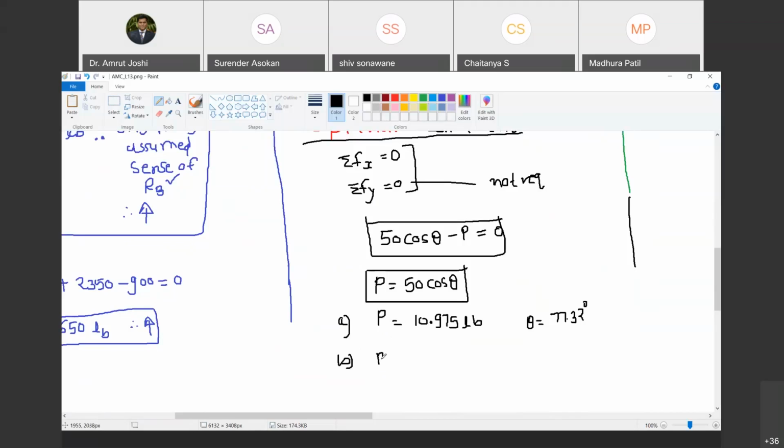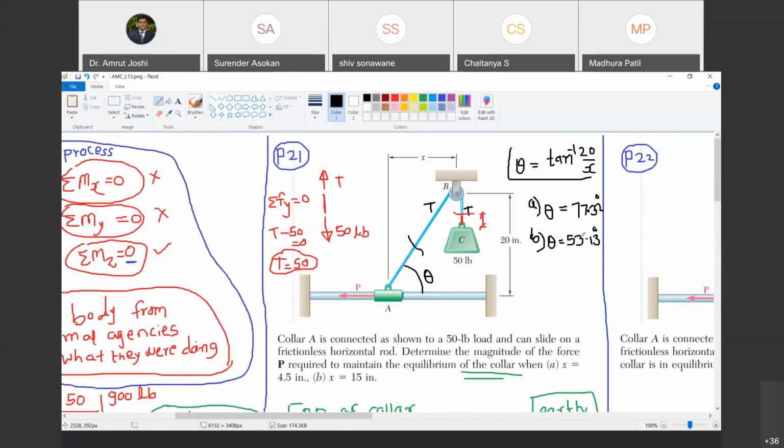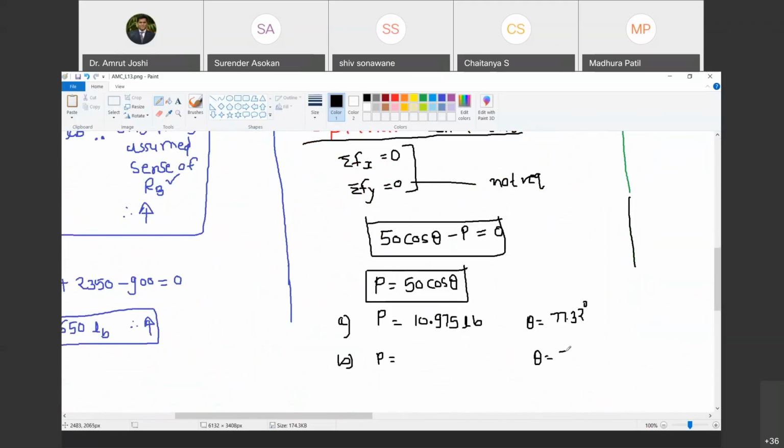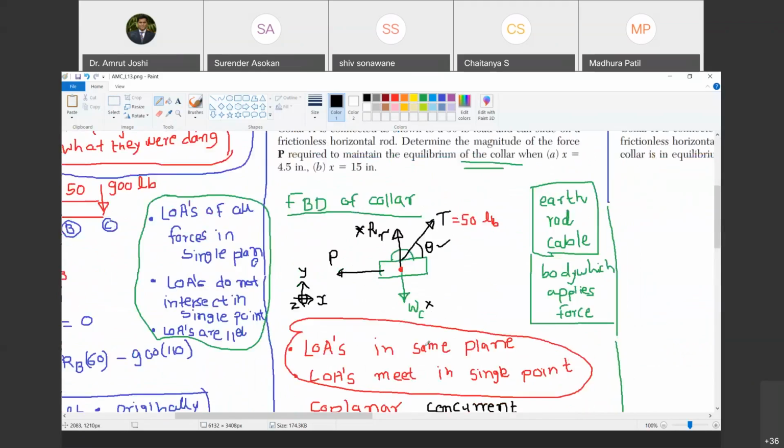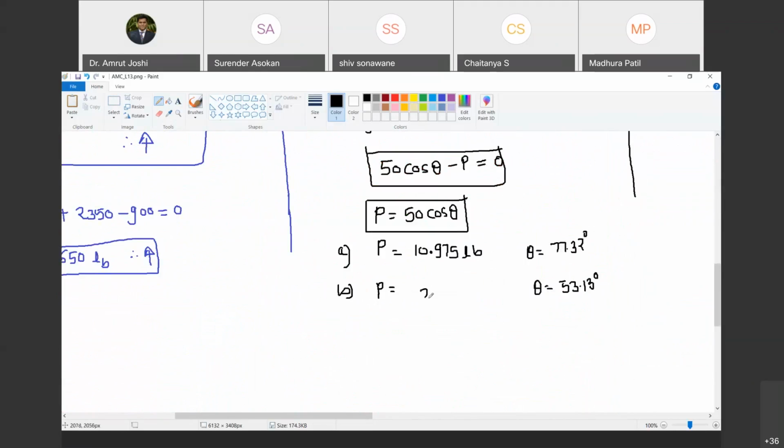नाउ देन नेक्स्ट P, व्हाट इज द वैल्यू ऑफ theta हियर? इन सेकंड केस theta इज 53.13 degree. Are you with me? Yes, sir. So now tell me what is the value of P in second case? 30 pounds. Pardon? 30 pounds.